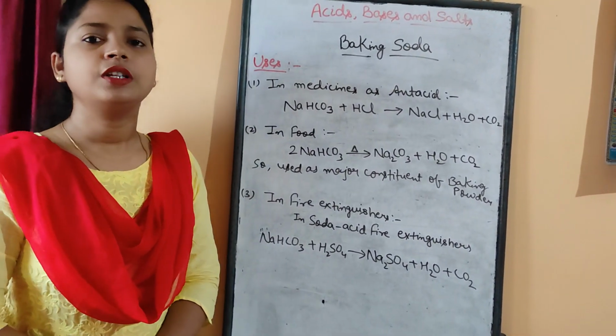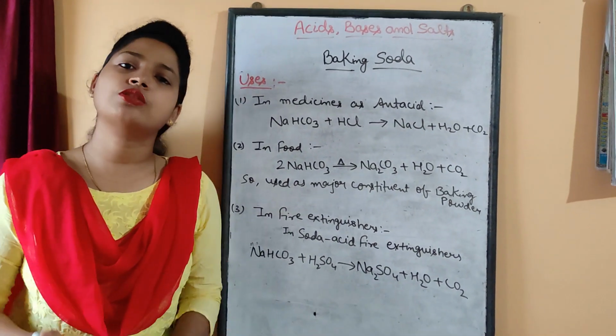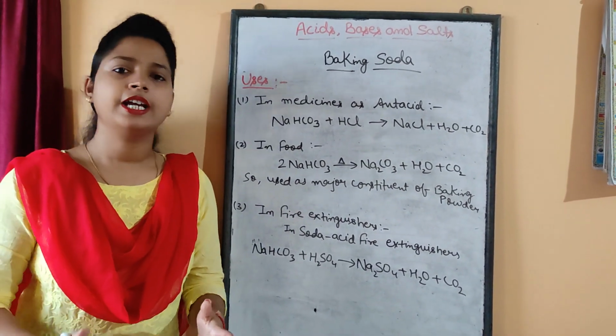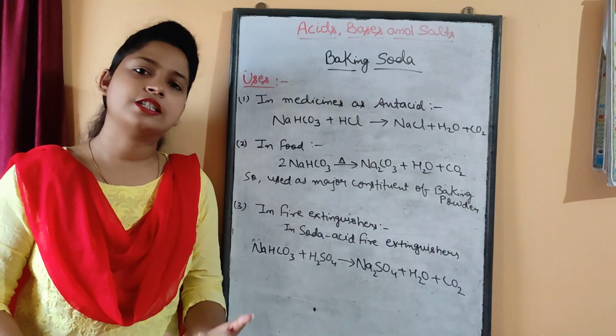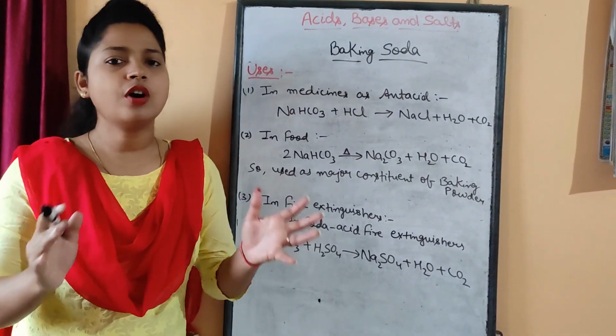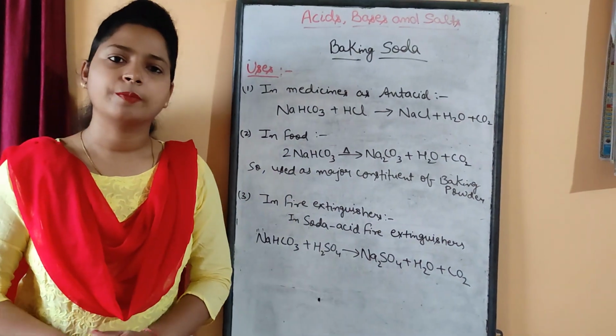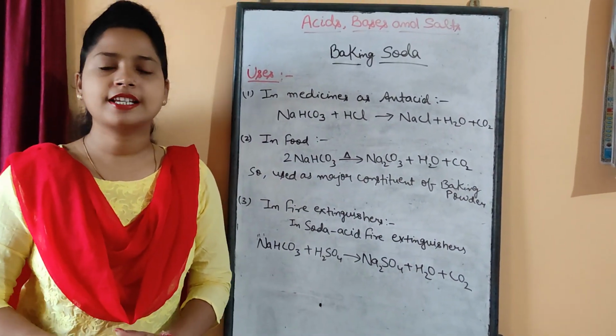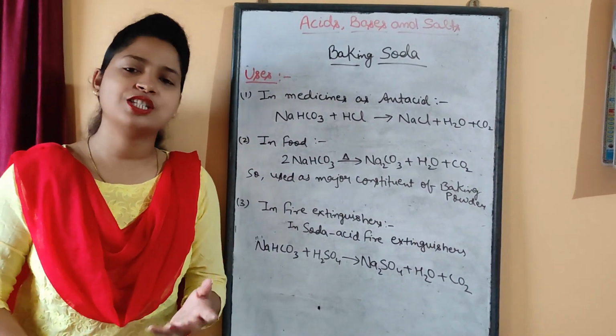So today we learned about baking soda, how it is prepared, what its properties are, what its uses are, what is the chemical name, what is the chemical formula, means all about baking soda. In the next lecture, we'll discuss the next compound, that is washing soda.